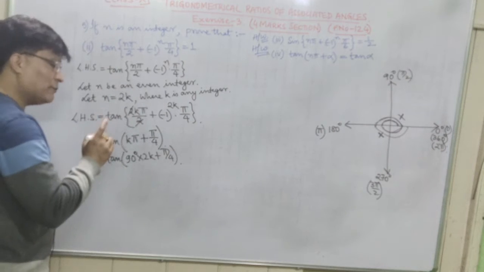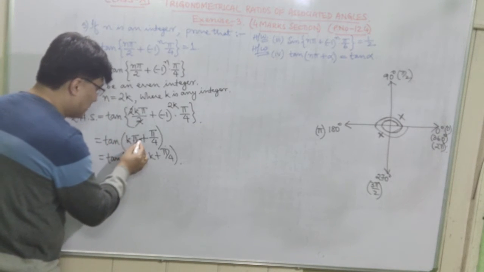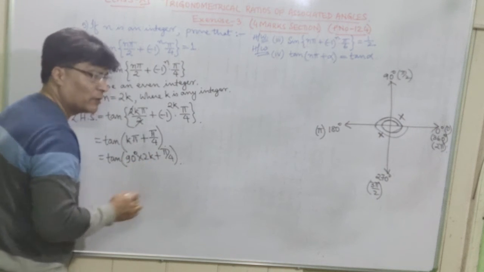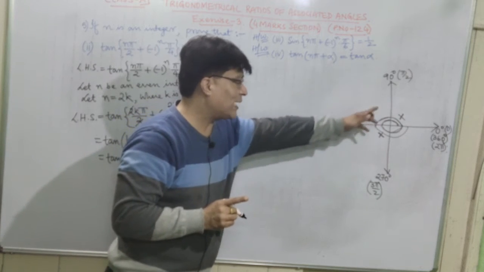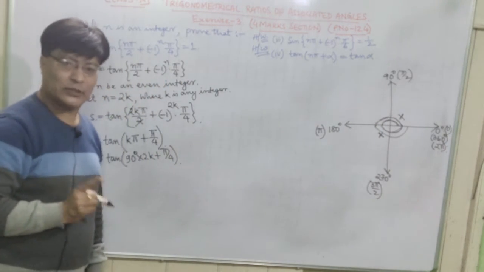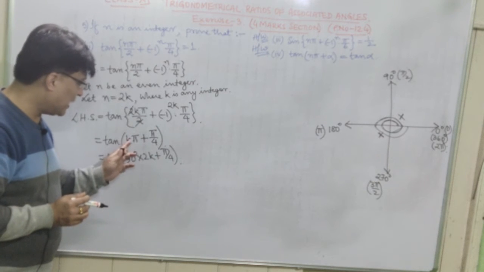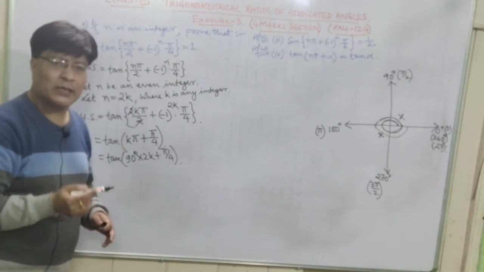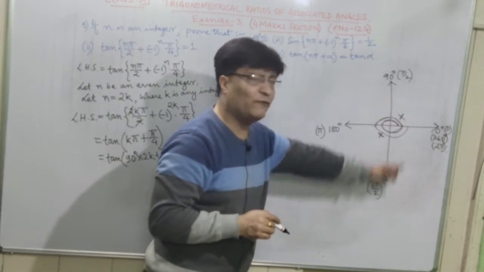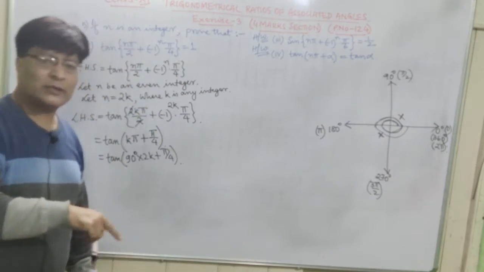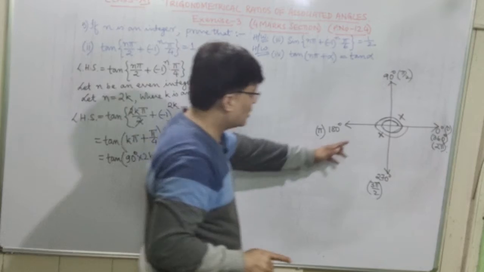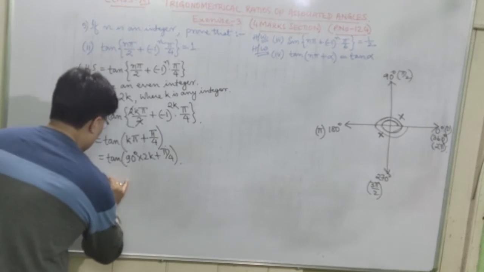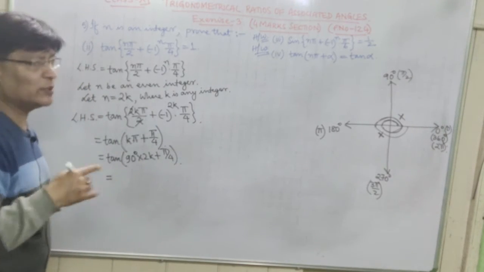Is that clear? That means this angle, that is k pi plus pi by 4, which is equivalent to 90 degree into 2k plus pi by 4, will lie in the third quadrant as well as in the first quadrant. Okay? This angle, that is k pi plus pi by 4, or 90 degree into 2k plus pi by 4, may lie in the third quadrant or in the first quadrant. And both in the third quadrant and in the first quadrant, tan is always positive. You know that, isn't it? So it is positive sign. So positive sign, usually we don't write it.